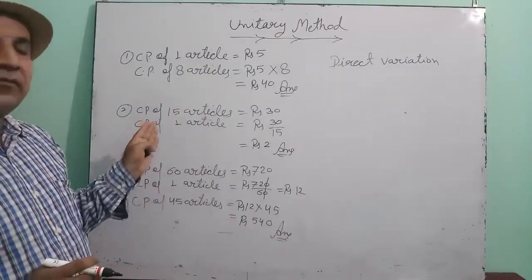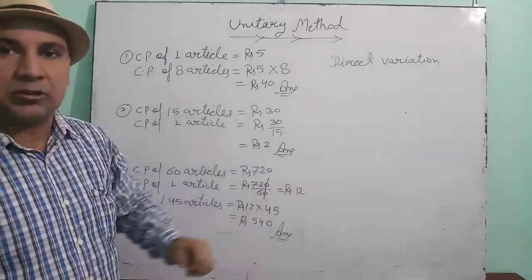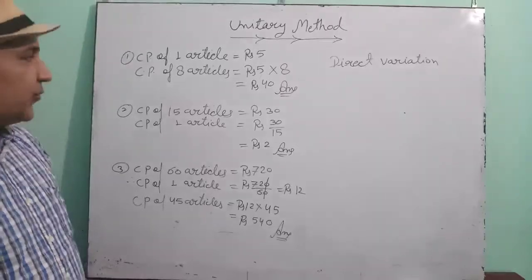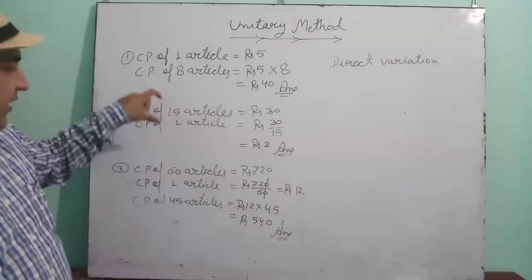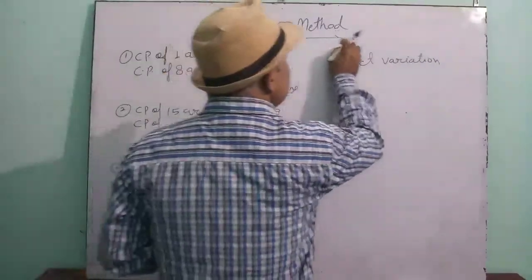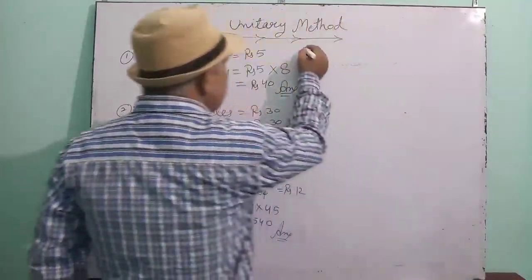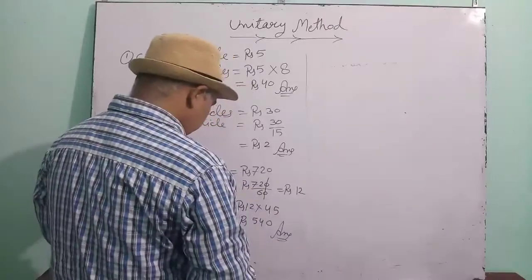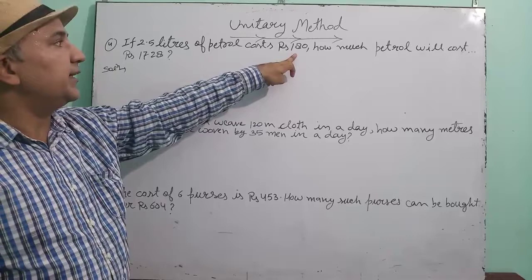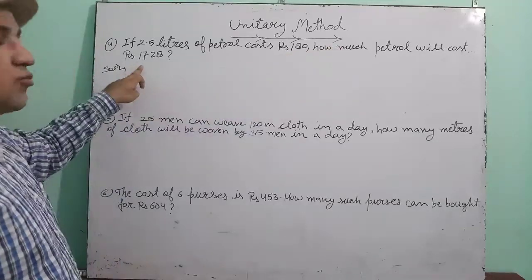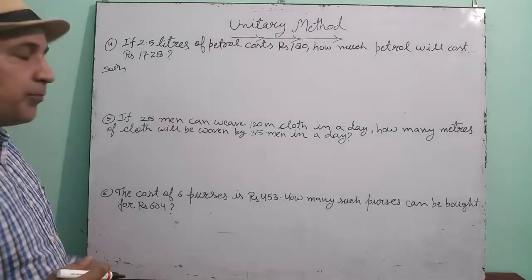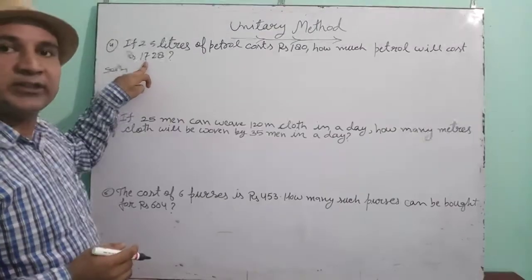This type of question we can do by another method also, but we will see that method later. First we will solve many questions related to the unitary method. Okay, see here. See question number 4. If 2.5 liters of petrol cost rupees 180, how much petrol will cost rupees 1728? We have to find the amount of petrol for 1728 rupees.